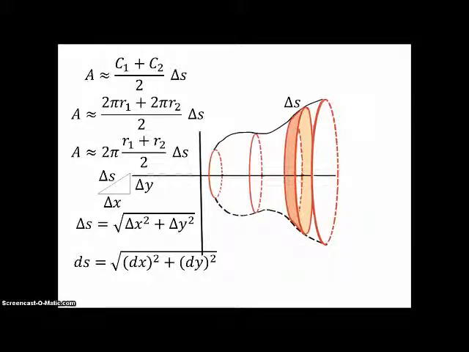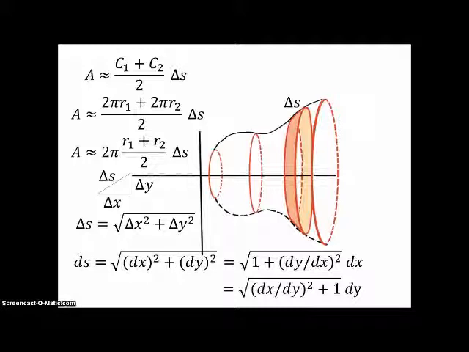Now if we want to integrate along the x-axis, we can factor out a dx, and if we want to integrate along the y-axis for some reason, we would factor out the dy. And so ds can be written either of these ways, depending on which axis we're going to have numbers and information about. Now, what about the r1 plus r2?